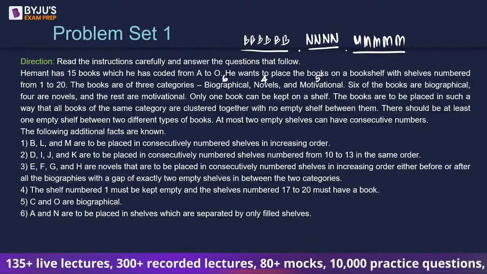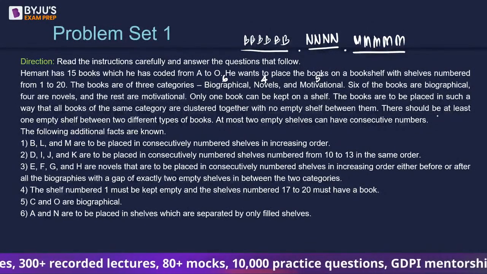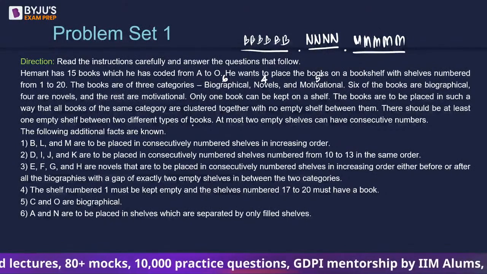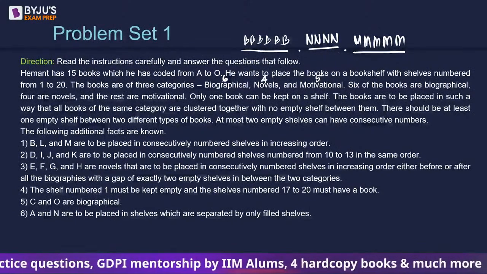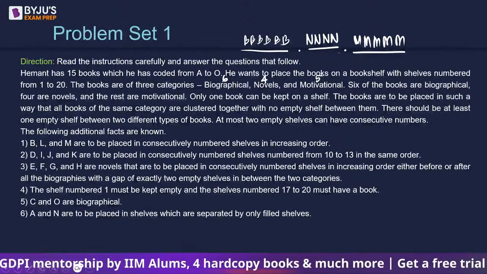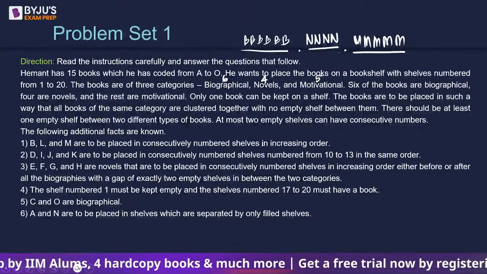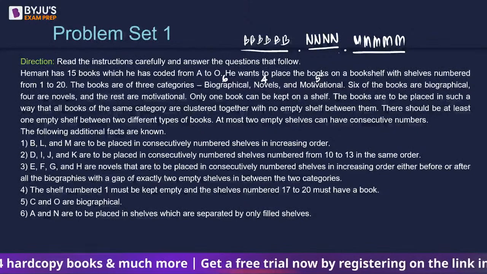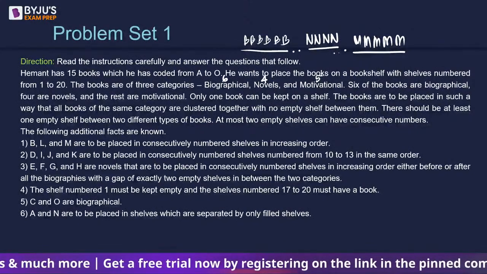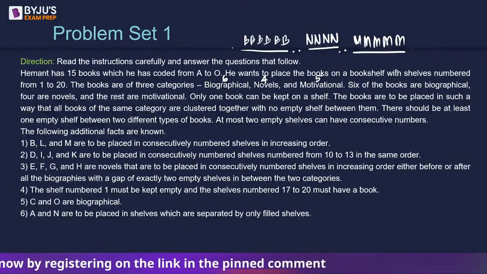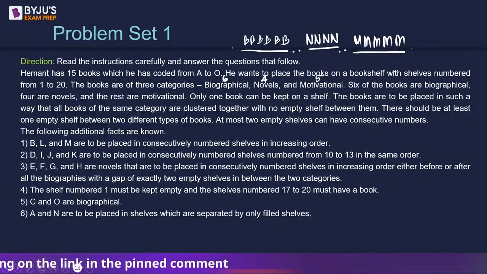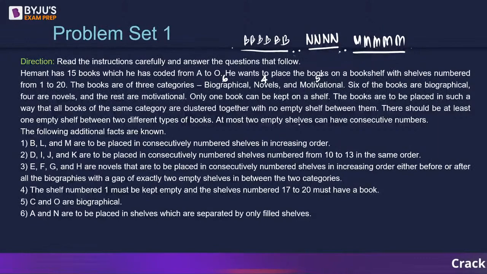So there may be empty shelves between them. There should be at least one empty shelf between 2 different types of books, which makes sense. You can have 1-4 combination, 4-1, 2-3, 3-2, right? At most 2 empty shelves can have consecutive numbers. So at most 2 empty shelves can have consecutive numbers. That means we cannot have 1-4 and 2-3. You can have only 2-2. That means one shelf at the beginning or at the end are going to be empty. I hope this arrangement is understood. So at most 2, it's not necessarily 2. You can have 1 or 2 empty shelves between them.